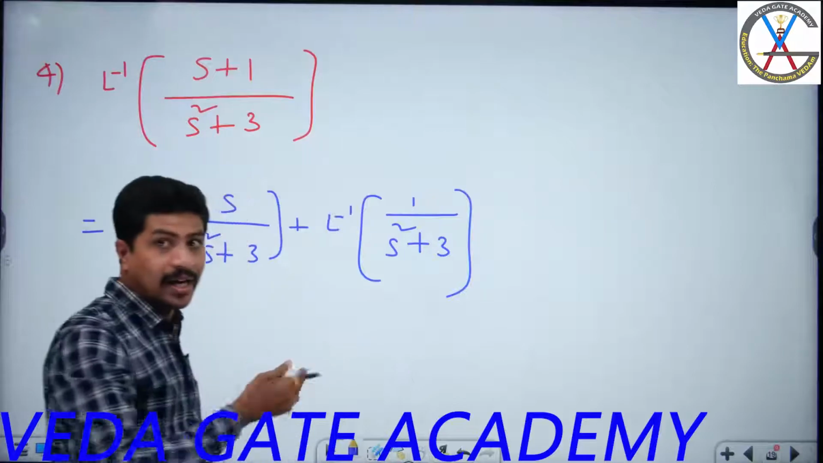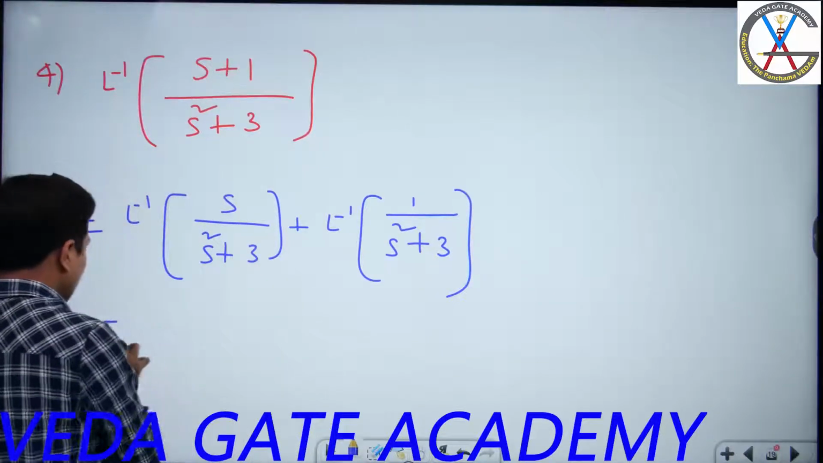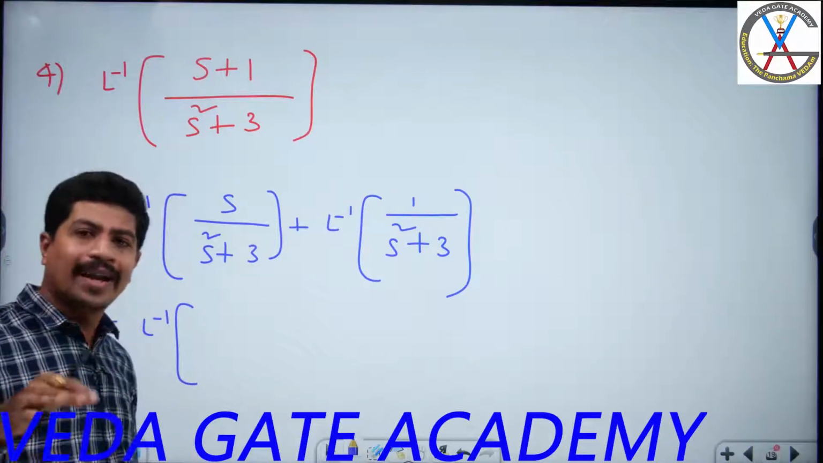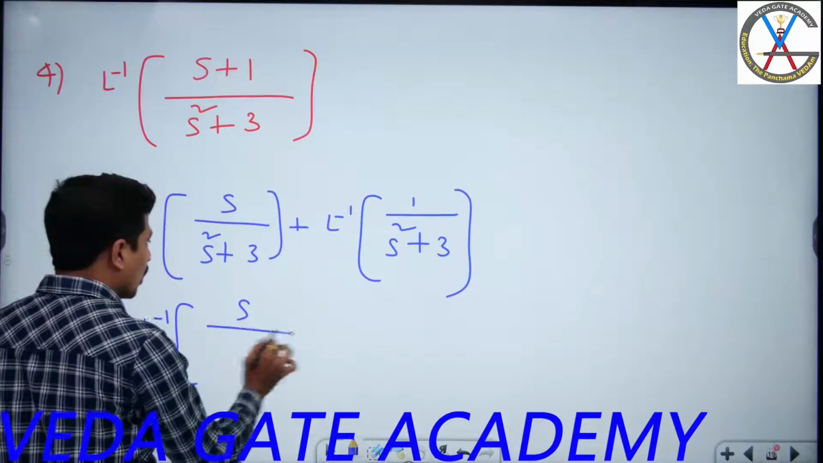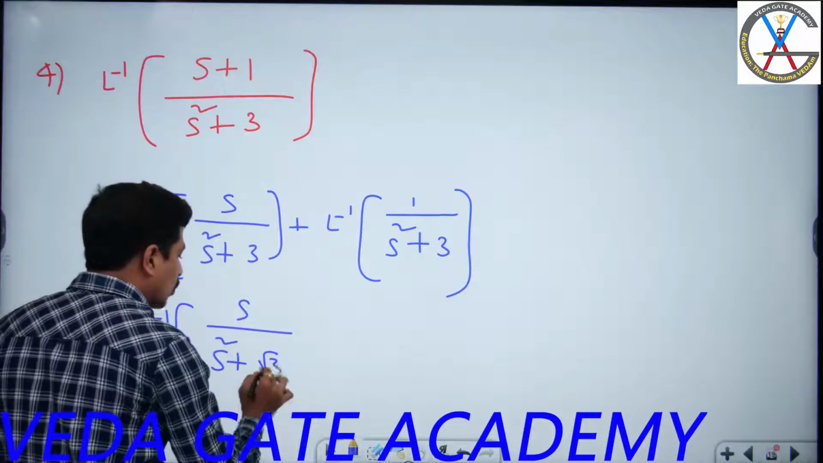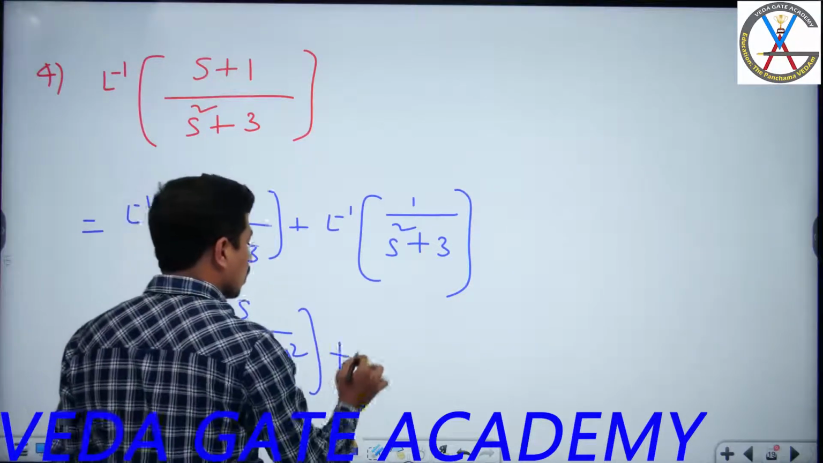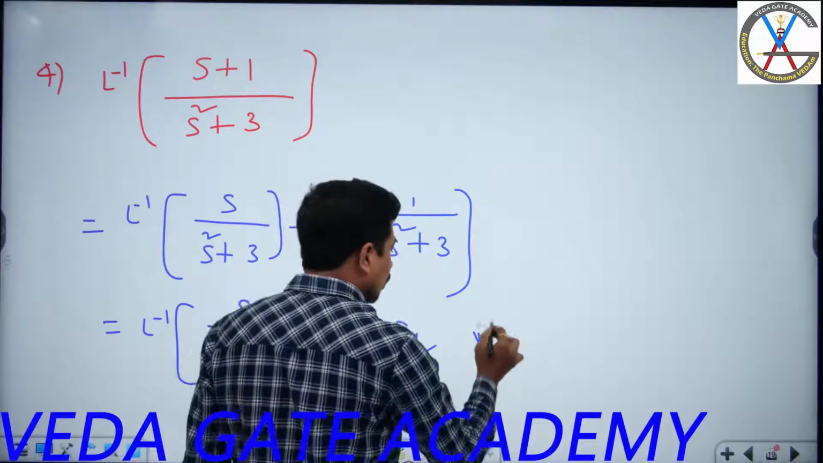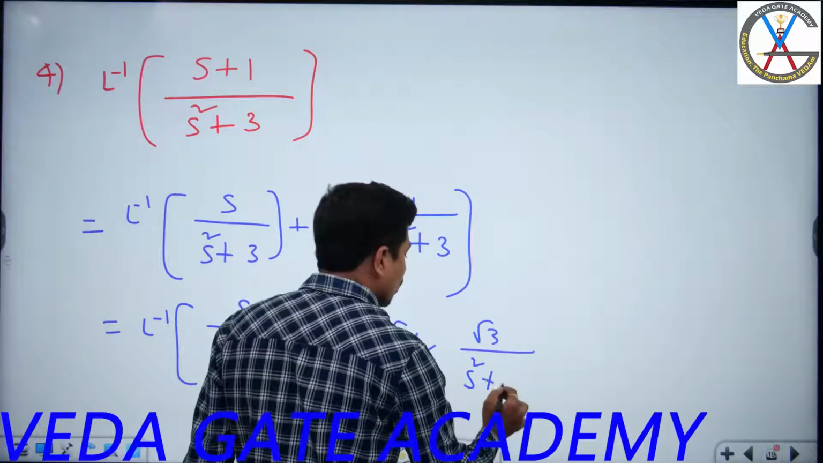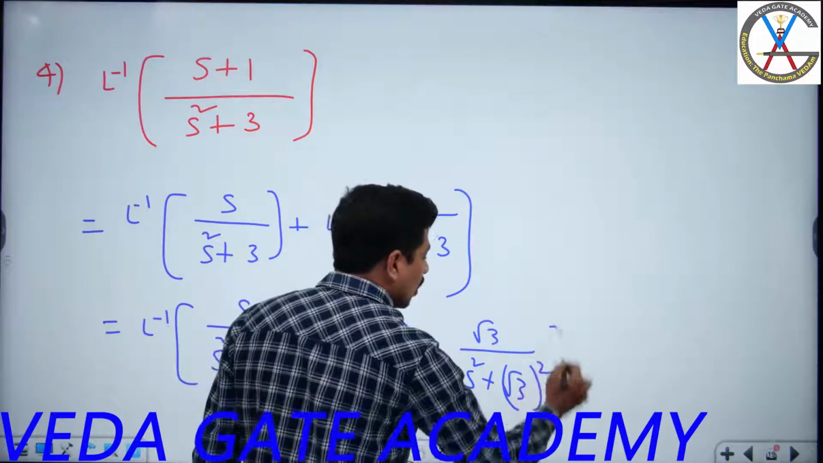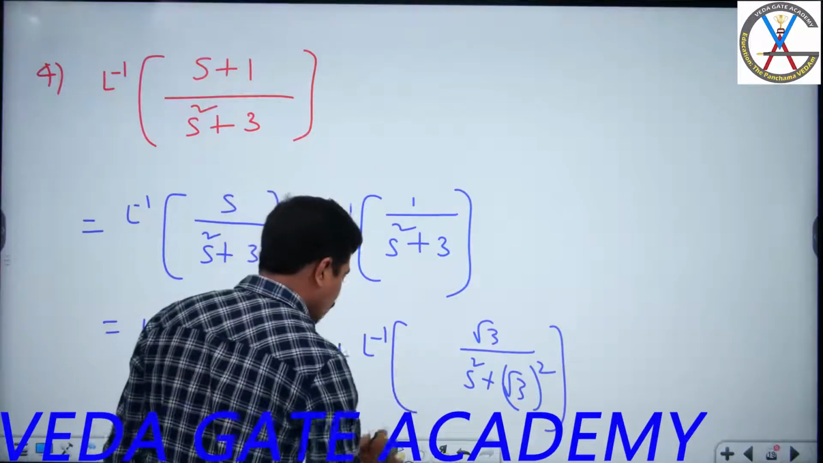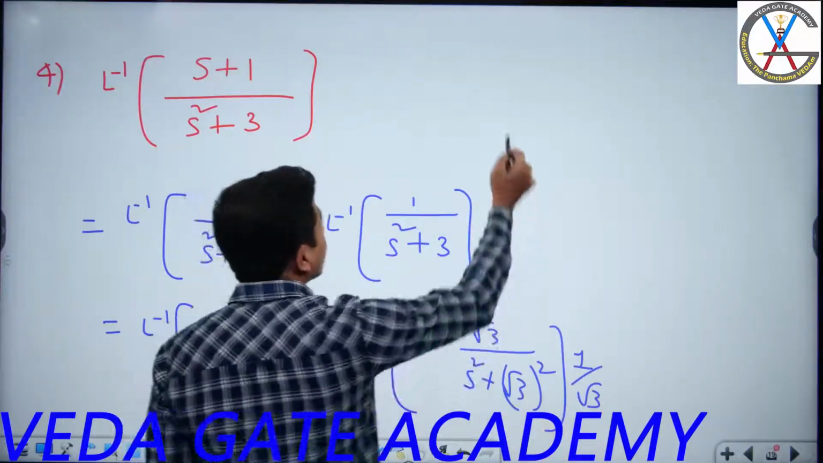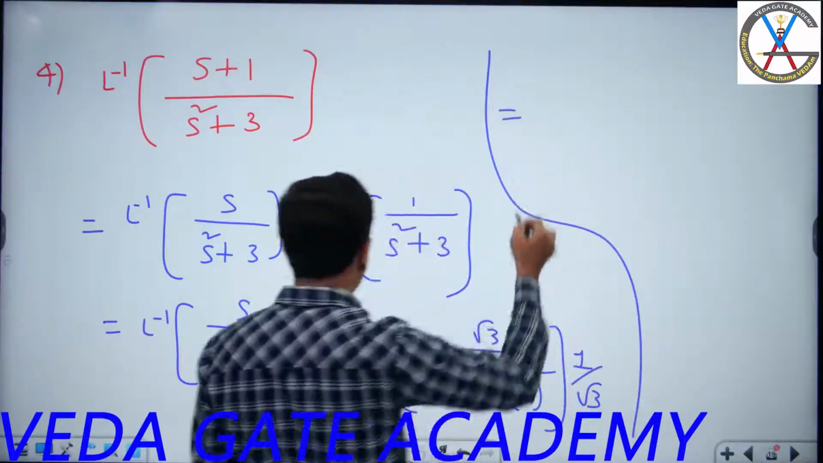Do these things are in standard? No. Make it into standard; just multiplying and dividing a constant does not affect our analysis. S by s square plus root 3 square. For the second term, 1 by root 3, I will multiply and write root 3 by s square plus root 3 square. This 1 by root 3 I can take outside. Therefore, what we will be getting?